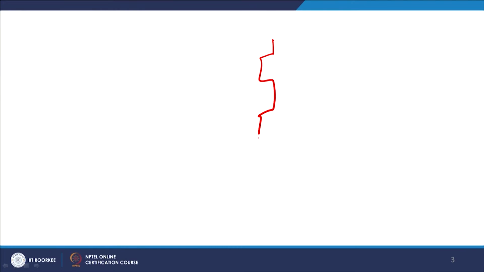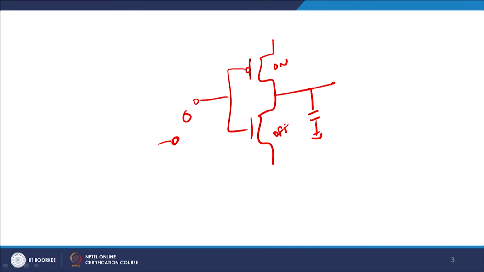Let me come to what is inverter delay. As I discussed in the earlier presentation, when my PMOS is switched on and NMOS is off, my output goes to 1. Suppose I have a PMOS here and an NMOS here, and this is my gate. Let us suppose I am initially at 0 here. When it is 0, the PMOS is on, the NMOS is off, and this capacitor CL charges to 1, and therefore the output goes to 1.